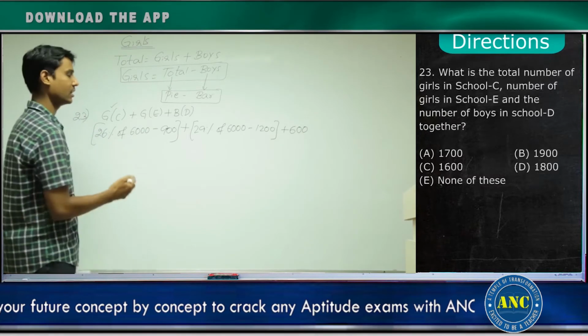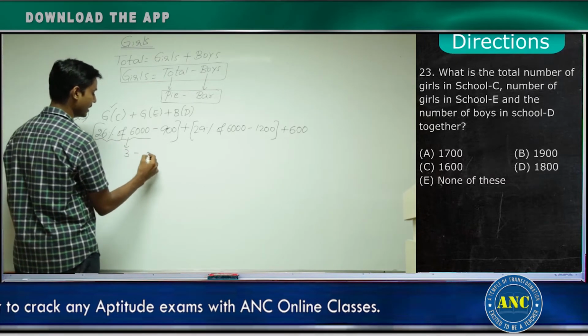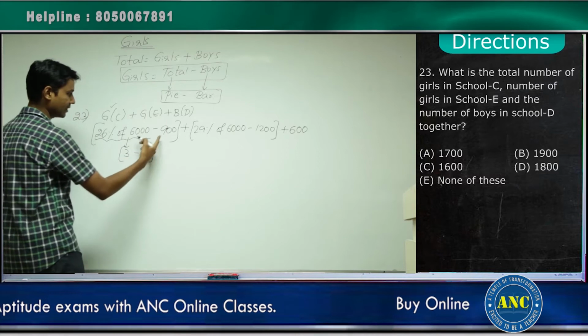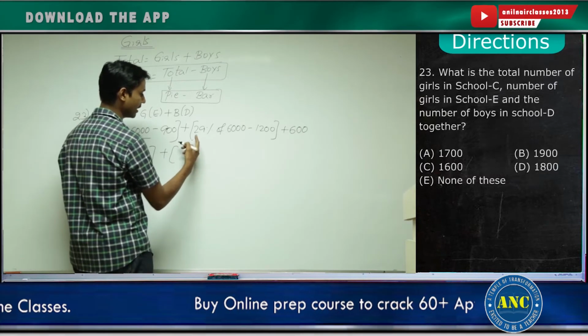1 plus 2 is 3. 3 is a single digit number. Digital sum of this number is 3, minus 9. Minus 9: 9 is the digital sum of this. Plus 29, digital sum is 2 plus 9, 11.